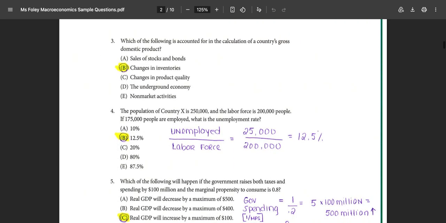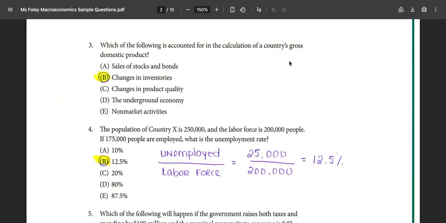Question number 3. Which of the following is accounted in the calculation of a country's gross domestic product? Stocks and bonds? No, that's never in GDP. Change in inventories? Yes, that is accounted in investment spending. Remember that C plus G plus I plus net exports. Product quality is not calculated in GDP. The underground or black market is not counted in GDP, and any non-market activities, things like leisure or volunteer work, is not counted in GDP.